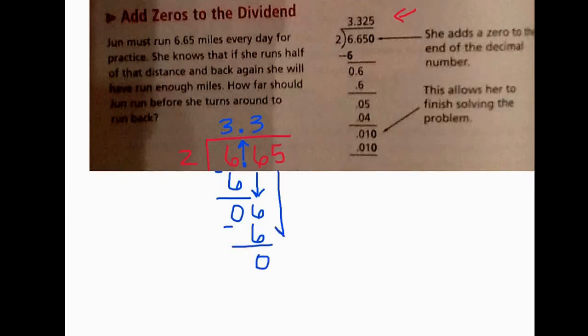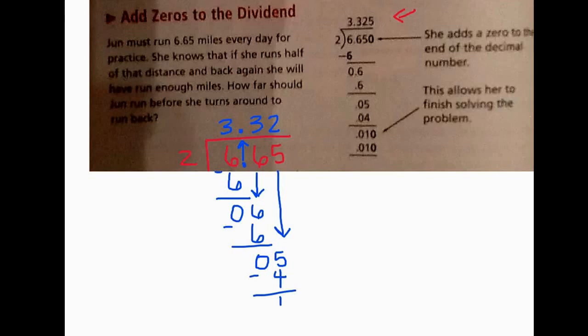Bring down my next number, which in this case is a 5. I know that 2 goes into 5 twice because 2 times 2 equals 4. So when I subtract that, here's where I'll get 1. But here's the interesting part of the problem. I don't want to say 3.32 remainder 1, because if you told this young lady, okay, you have to go 3.32 miles remainder 1 before you turn around, would that make any sense to her? Well, no, not at all. That makes absolutely no sense.